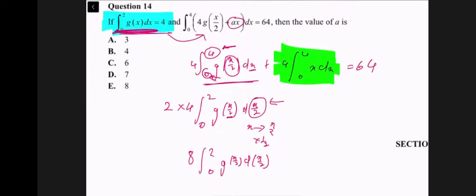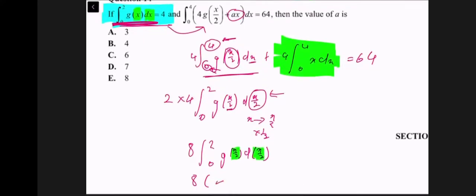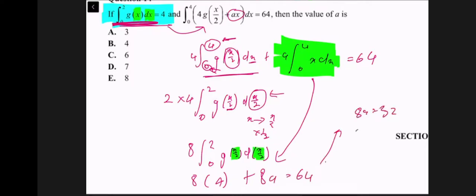And now we can use this because as long as you have the same variable here and here, this always means the same thing. So just do 8 times 4 plus this one, I think came out to, do I remember what it came out to? 8a, so 8a equals 64. So then 8a is 32, and then a is 4. So the answer is B.